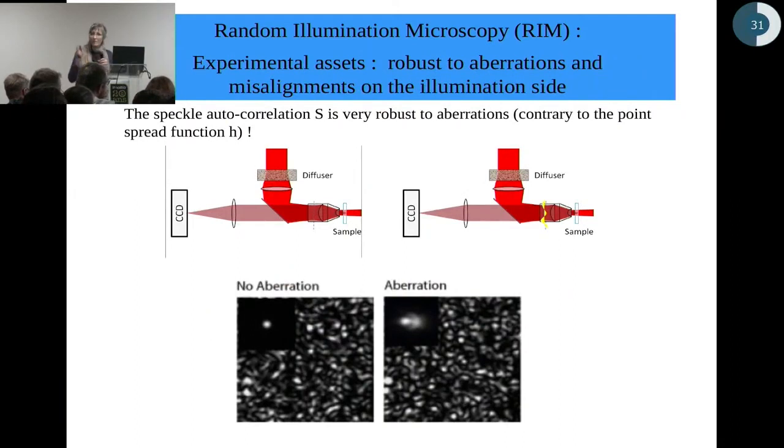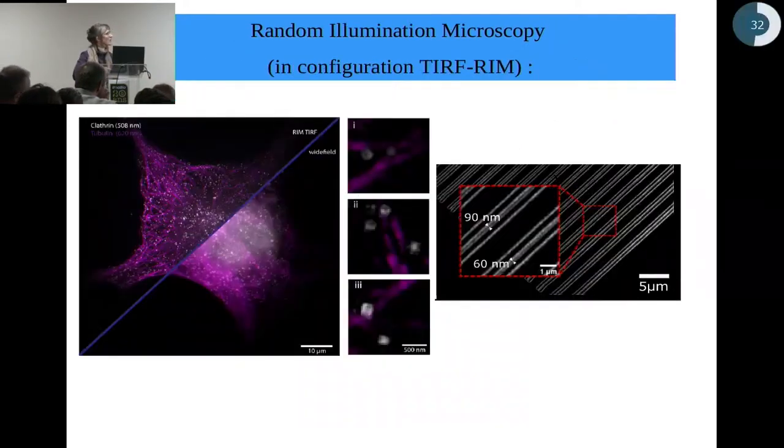And very important, it's robust to aberration on the illumination side, because the speckle is a random wave. It's completely random. And if you have aberration, it's even more random, and more random than random is random. So in the end, the speckle autocorrelation is very robust to aberrations. It's always the same, so you can really misalign your experimental setup and use a very bad objective. But the problem is that you still need to have the collection point spread function in a proper way. So it's not that good.